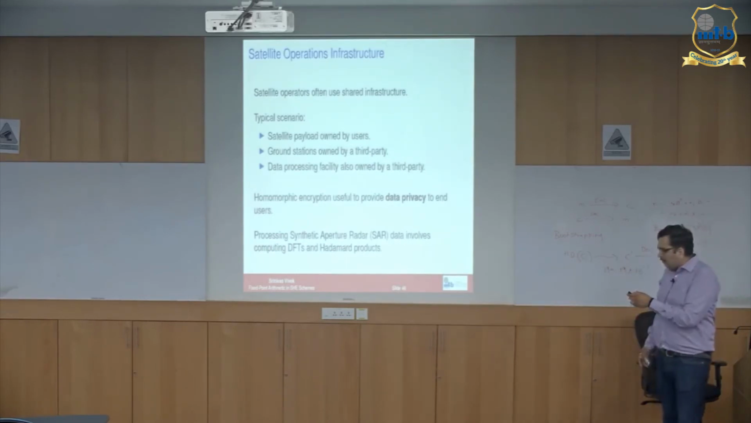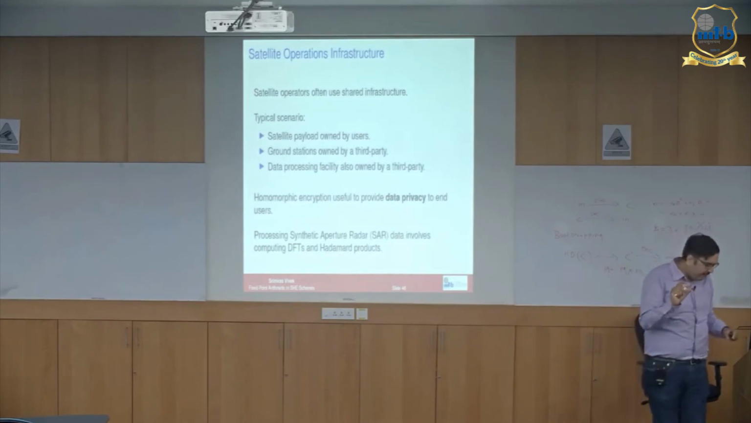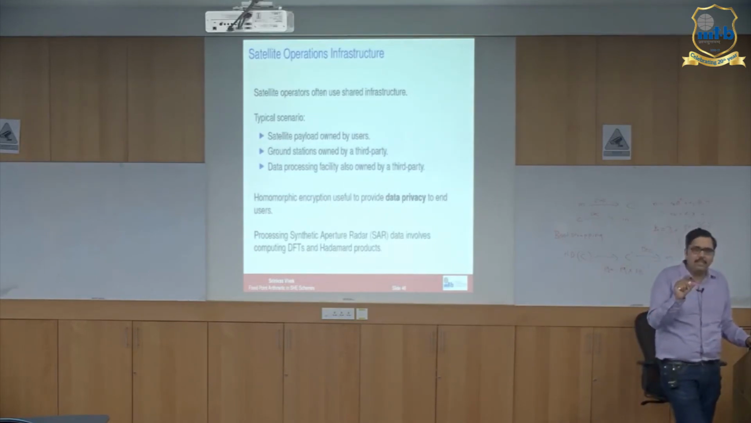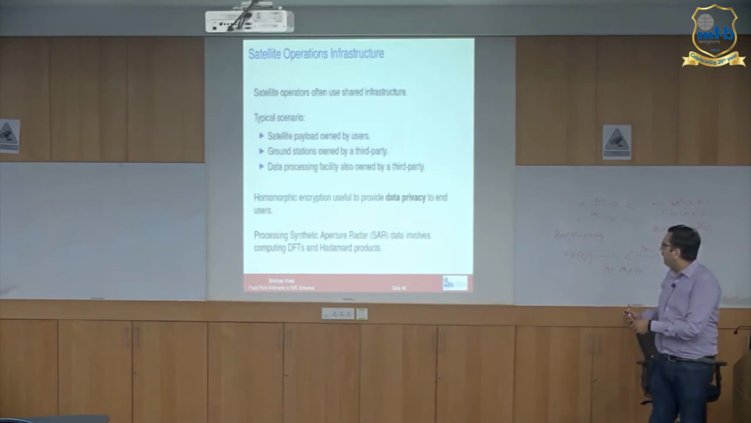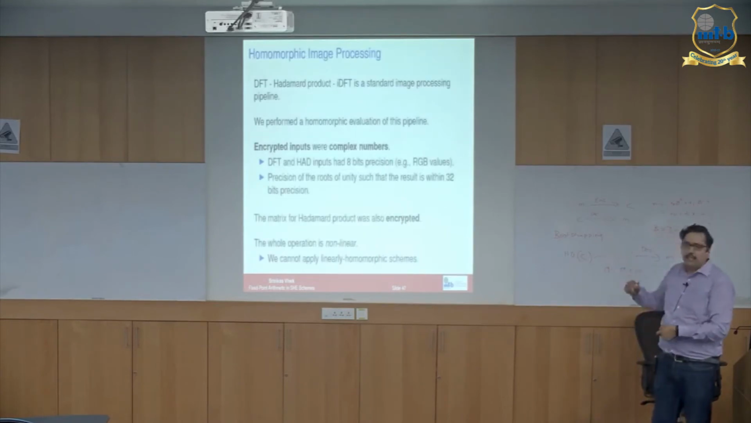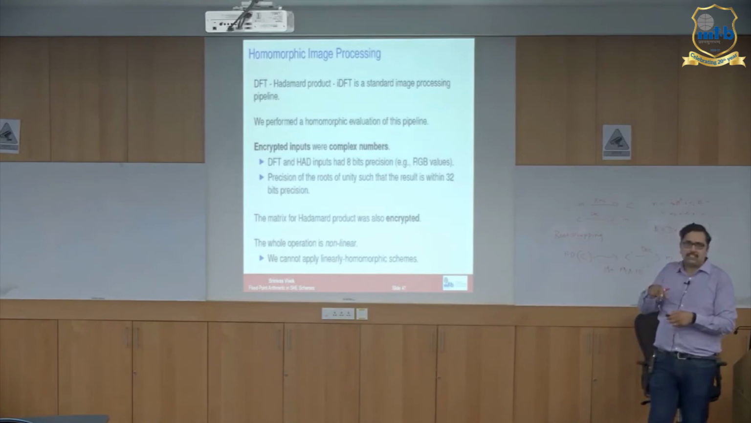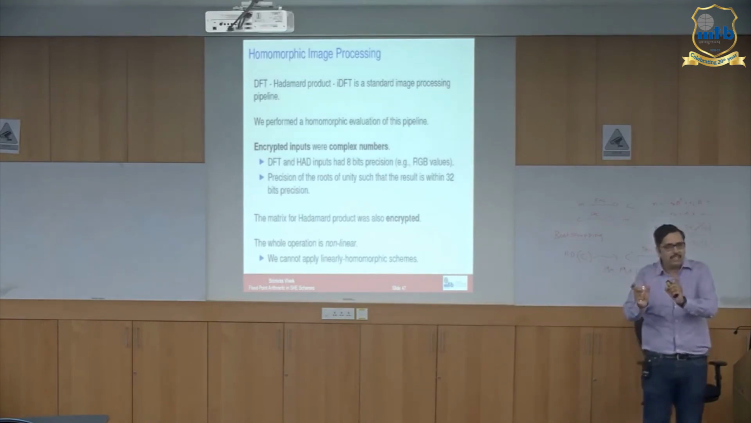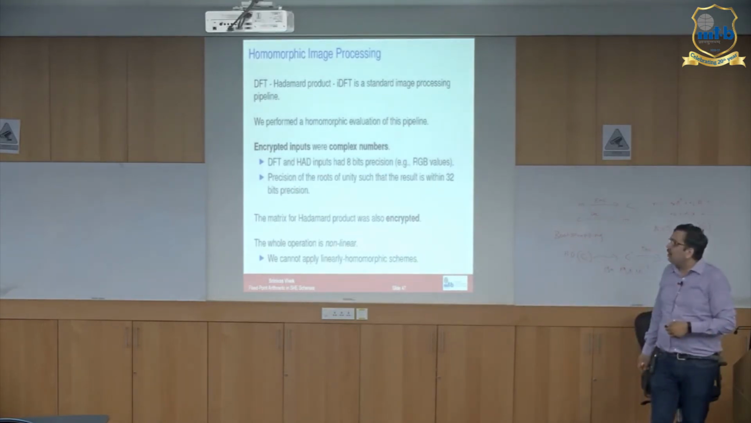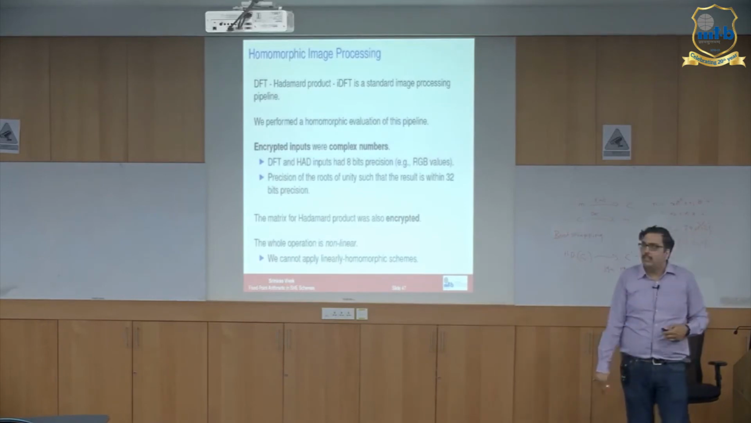So we considered a very basic image processing pipeline, namely, it will involve computing a discrete Fourier transform, a Hadamard product. Hadamard product is just a component-wise multiplication, not the usual matrix multiplication, and then the inverse DFT. So this is a very basic image processing pipeline. So how to perform it homomorphically?